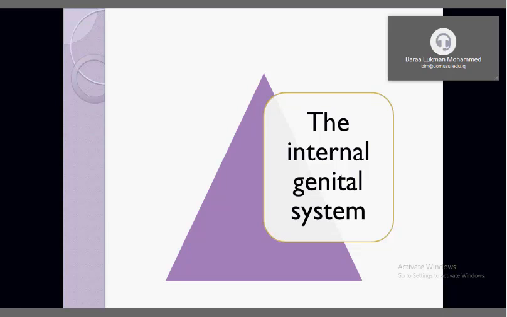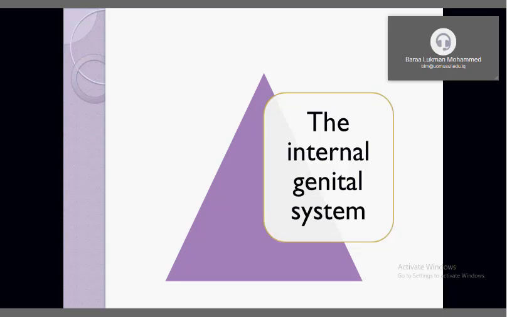This is about the gonad. Now we will talk about the internal genital system. And again, what I will say in the next few slides is important to understand the following lecture about abnormality.